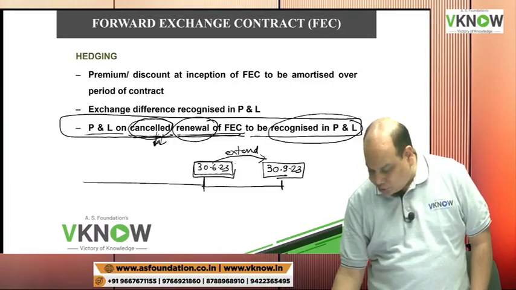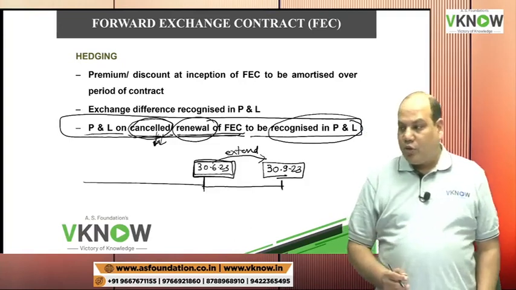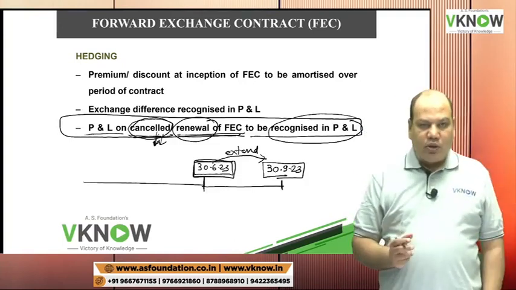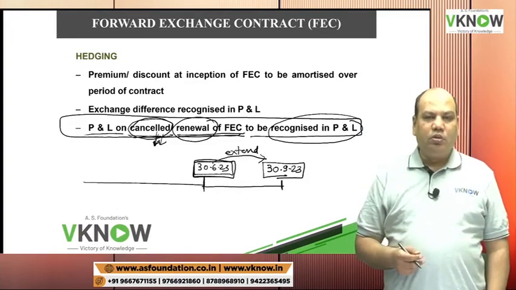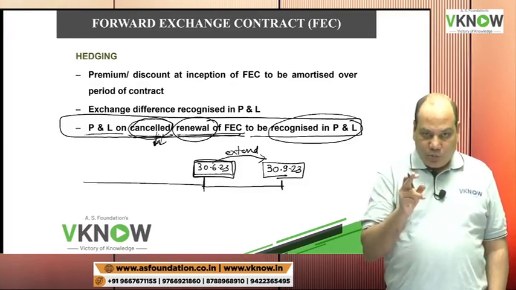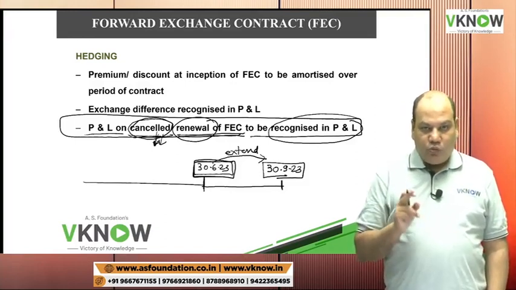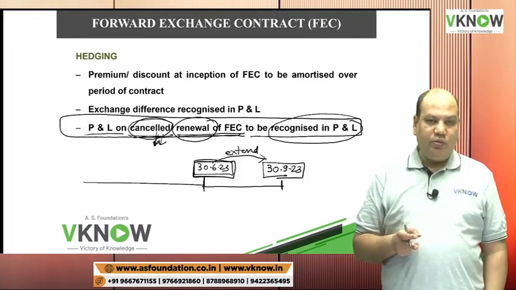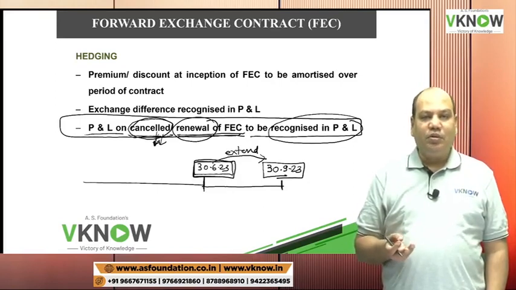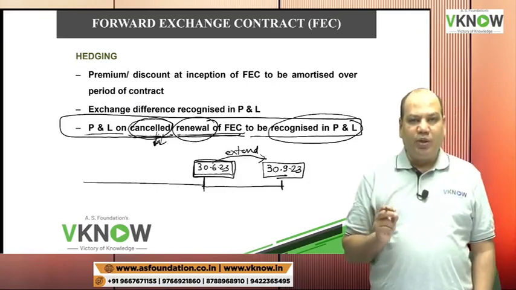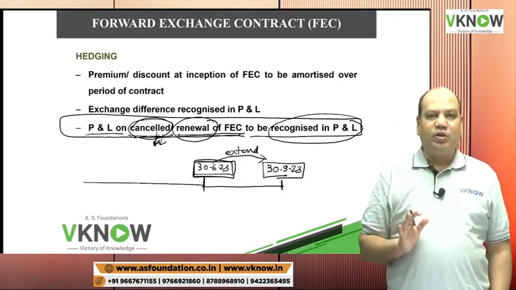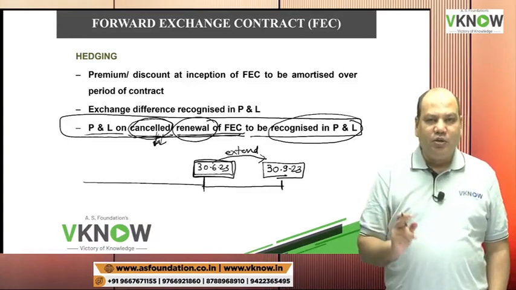I am not in a position to honor on 30th June. So you request the forex dealer to extend it by 3 months or 1 month. That is called renewal. The forex dealer will say, I will do it, but you have to pay charges. Are you willing to pay charges? Yes. Then in that case, they will renew, means extend. Whatever charges you are going to pay for renewal or cancellation, that will also be transferred to profit and loss account.